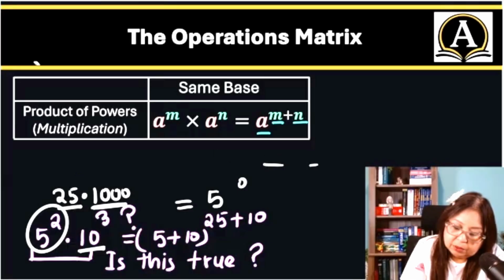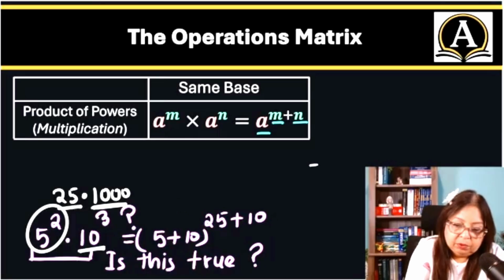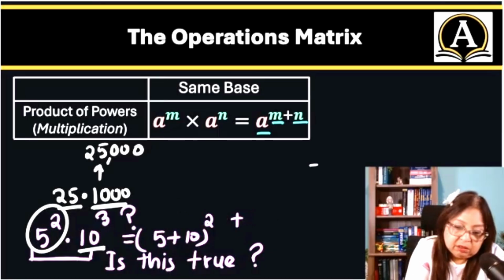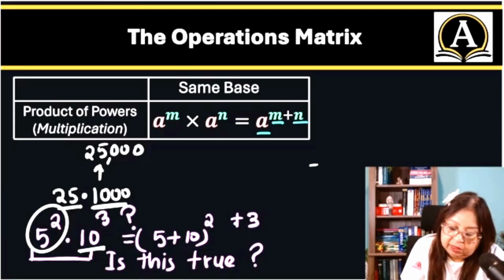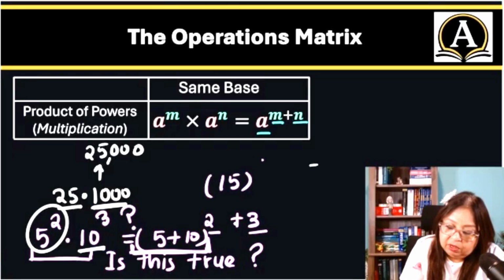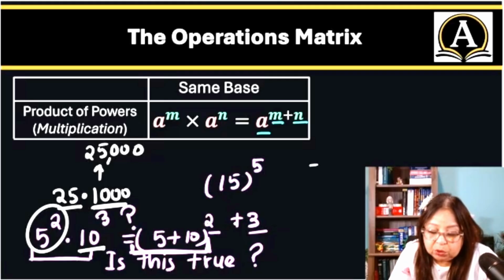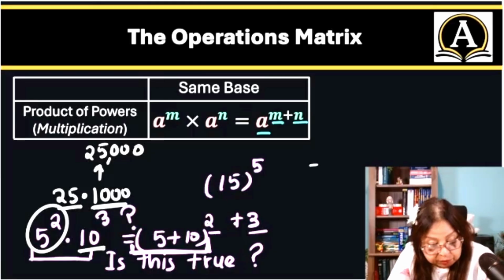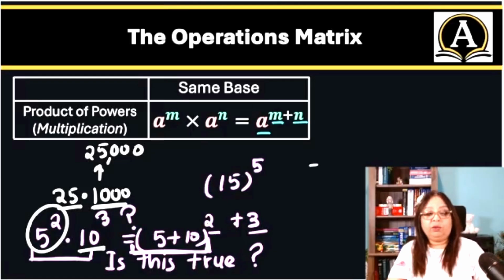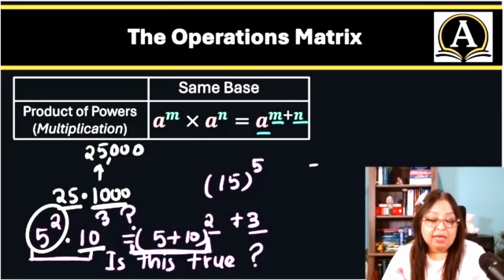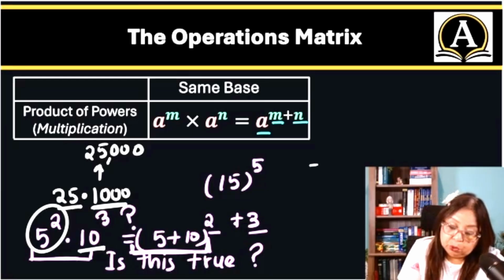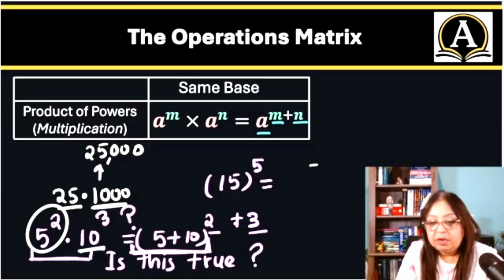On the right hand side, all we have to do is change this 25 to 2 and this 10 to 3. What do we get on the right hand side? 5 plus 10, that is equal to 15. 2 plus 3 is equal to 5. So 15 to the power 5, what is that equal to? Let's use a calculator for that. It is 759,375. Huge number. Let me write it down.